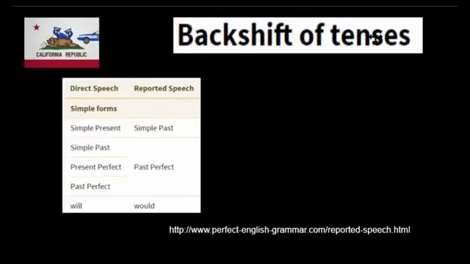Now here's some tense chart. If you use a simple form, simple present, I work in the garden, then we use the simple past, I worked. But other conditions, including the simple past, present perfect, and past perfect, can change to the past perfect form. Will changes to would, and can changes to could.